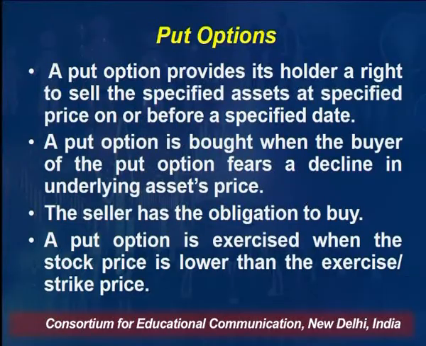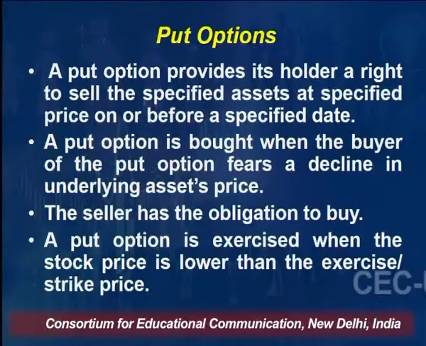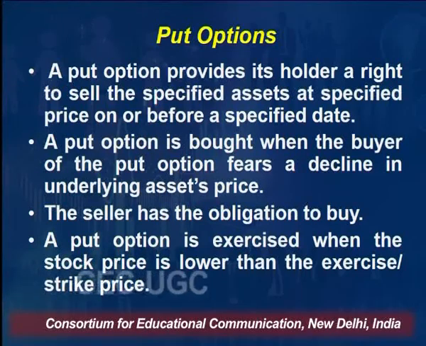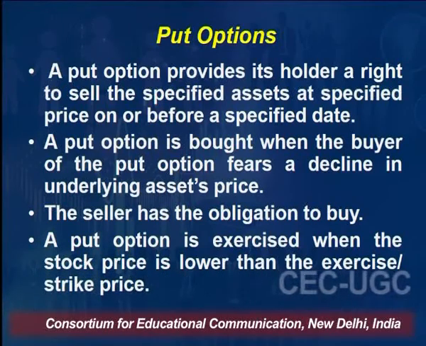So a put option provides its holder a right to sell the specified asset at a specified price on or before an expiry date. It means that unlike the purchase, it is a case of sale. A put option is bought when the buyer of the put option fears a decline in the underlying asset's price. It means the put option is exercised by the holder when the option holder expects that the price will decline, the price will fall.